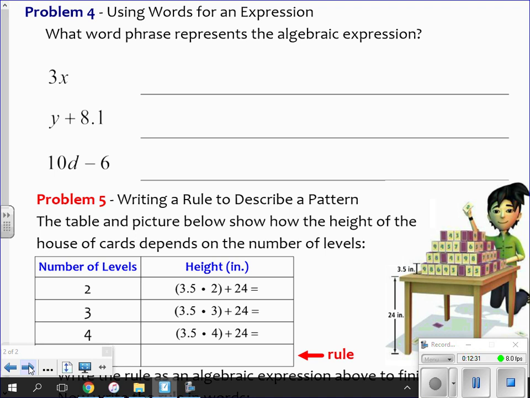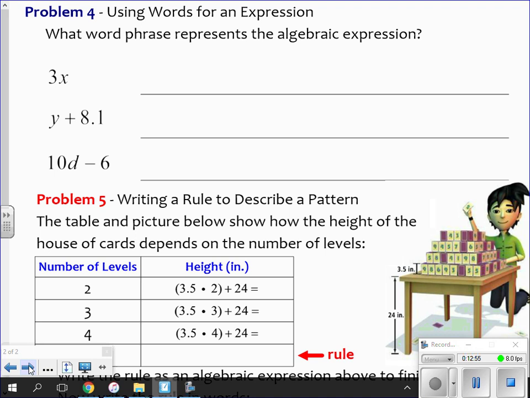3x. 3 times the number x? No, it's not 3 squared. It's not the same thing. Yeah, 3 multiplied by x. What's another word for multiplication that we use often, or that you will see often? Times, what else? There's another one I'm thinking of. Product. Product is the other one I'm thinking of.